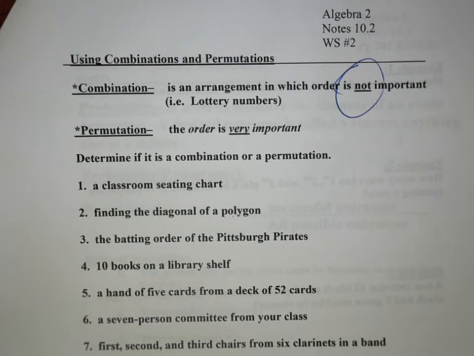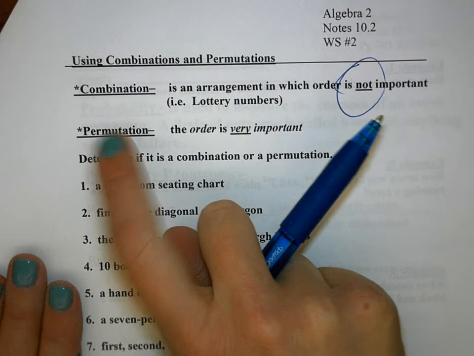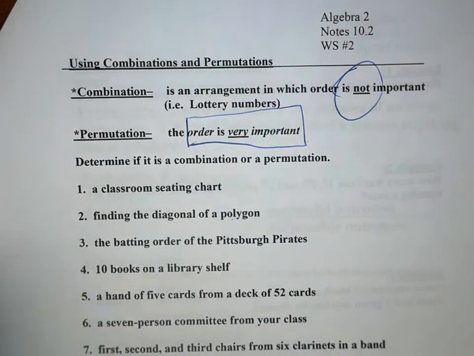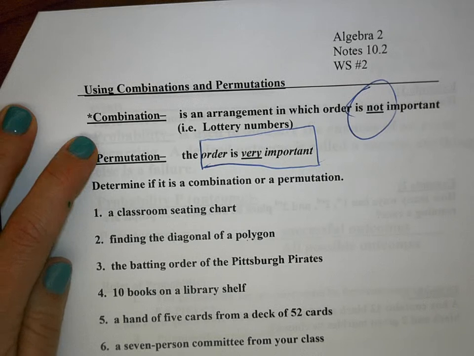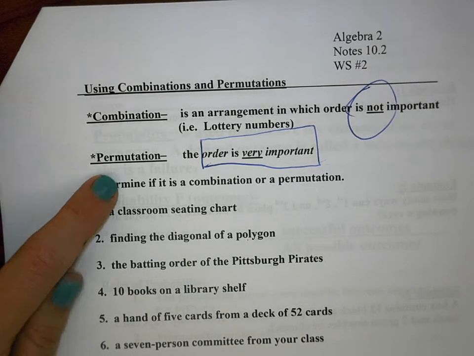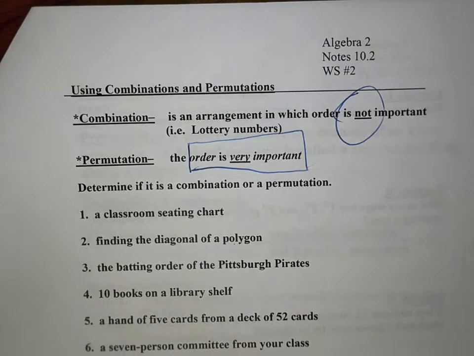Right. Okay, where permutation, and this is what we are talking about in 10.1, permutations order is very important. So the difference between combination and permutation is in a combination, order is not important, and a permutation is where order is important. There are different formulas for these two. First thing we're going to do is just practice figuring out is something a combination or a permutation. Does order matter, order not matter?